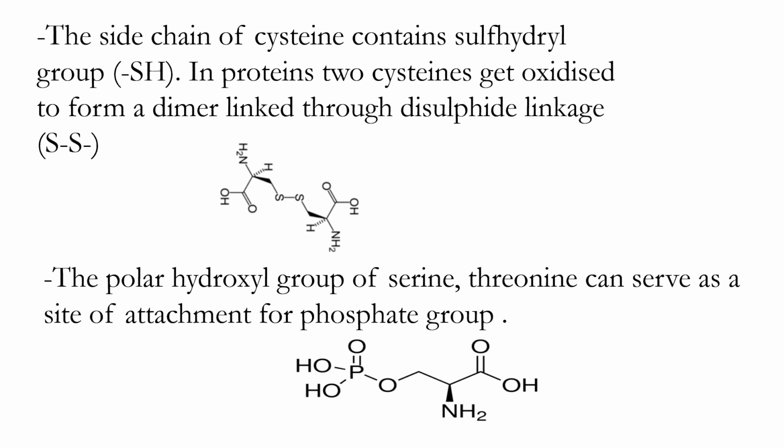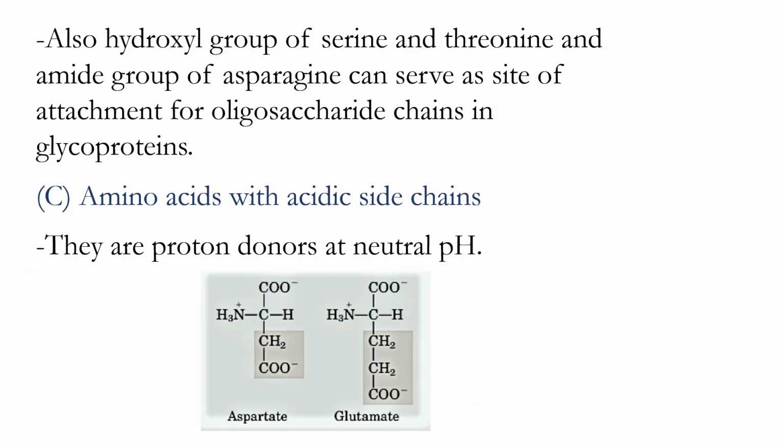The polar hydroxyl group of serine and threonine can serve as a site of attachment for a phosphate group. In the figure, the example of attachment of a phosphate group with serine is given. You can see this. So the hydroxyl group of serine and threonine and the amide group of asparagine can serve as sites of attachment for oligosaccharide chains in glycoproteins.